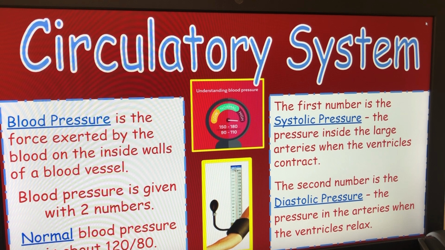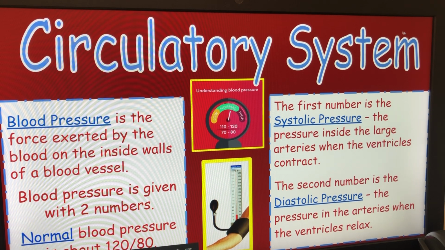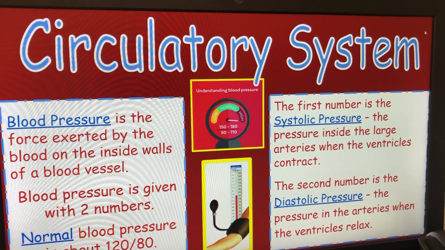It is systolic pressure, the pressure inside the large arteries when the ventricles contract. The second number, which is also known as the bottom number, is your diastolic number. It's your diastolic pressure, the pressure in the arteries when the ventricles relax.